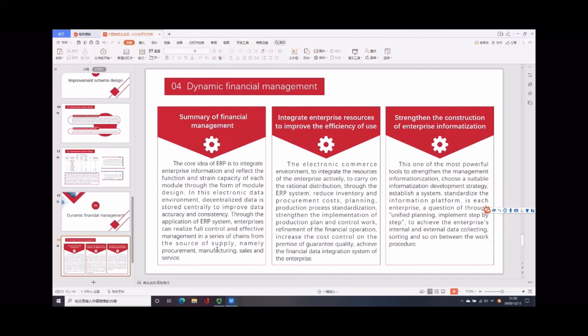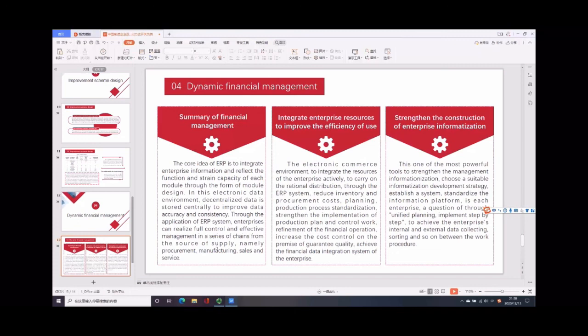And second is to integrate enterprise resources to improve the efficiency of use. In the electronic commerce environment, integrate the resources of the enterprise activities to carry on the regional distribution through the ERP system, reduce inventory and personnel cost, standardize planning and the production process, strengthen the application of production plan and control work, refine financial operation, increase cost control and the guarantee of quality, and achieve the financial data integration system of the enterprise.